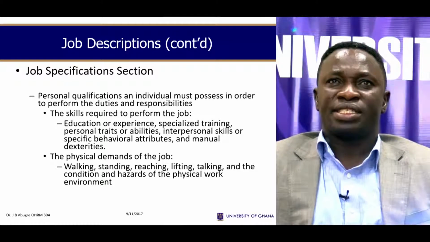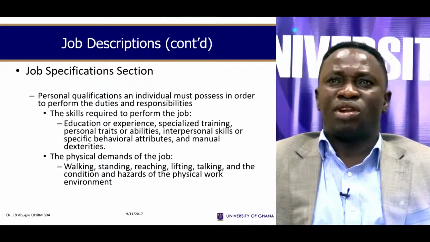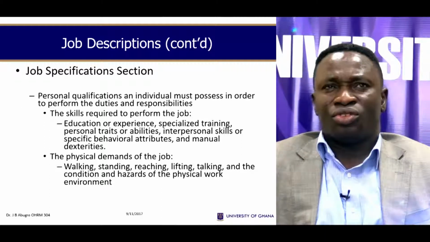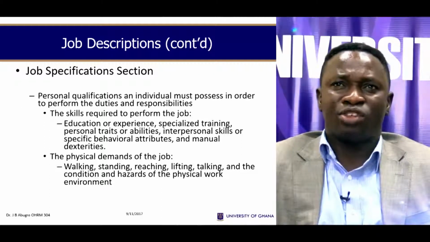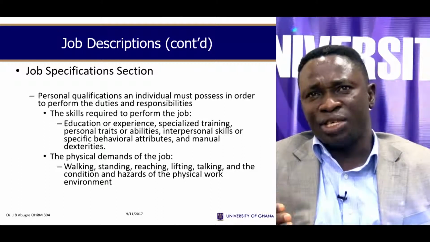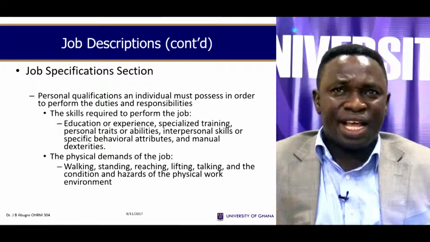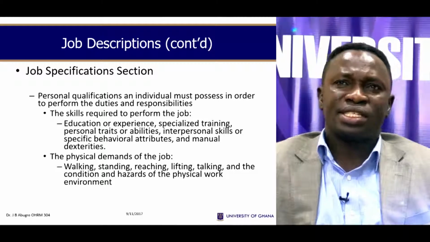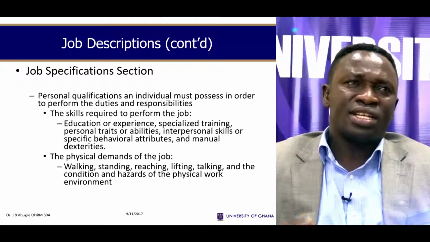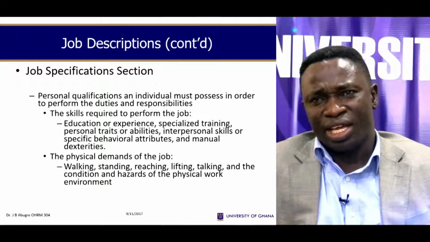Job specifications. These include personal qualifications an individual must possess in order to perform the duties and responsibilities. So this will be the skills required to perform a particular job, which means the education or experience of the person, that may include specialized training, personal traits or abilities, interpersonal skills or specific behavioral attributes, and manual dexterities. For instance, how skillful the person is in using his or her hands.